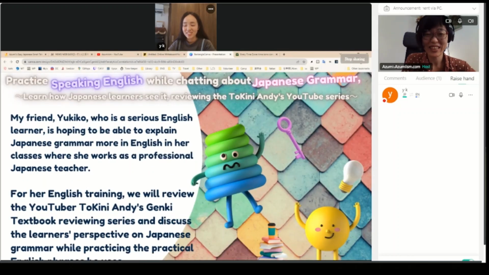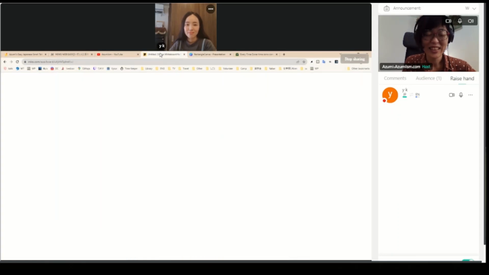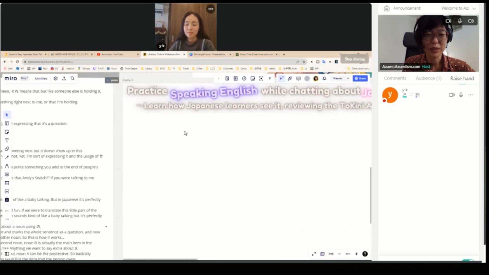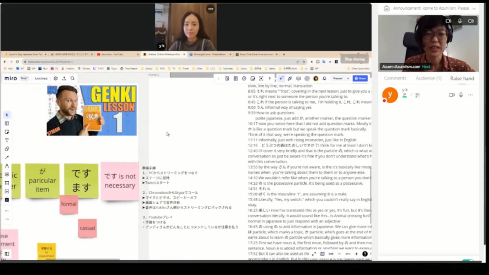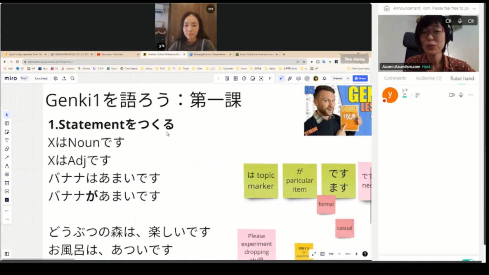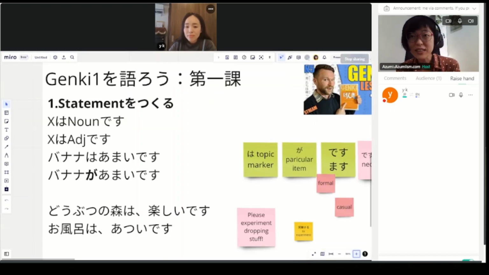Alright, let's get started. So, last time Andy-san talked about the XY sentence. So the structure is XY なんです。これはバナナです。Or like バナナは甘いです。He explained how you can structure Japanese simple sentences, especially Japanese sentences for noun or adjective. And today, we're going to continue his lesson 1 from this question sentence structure.